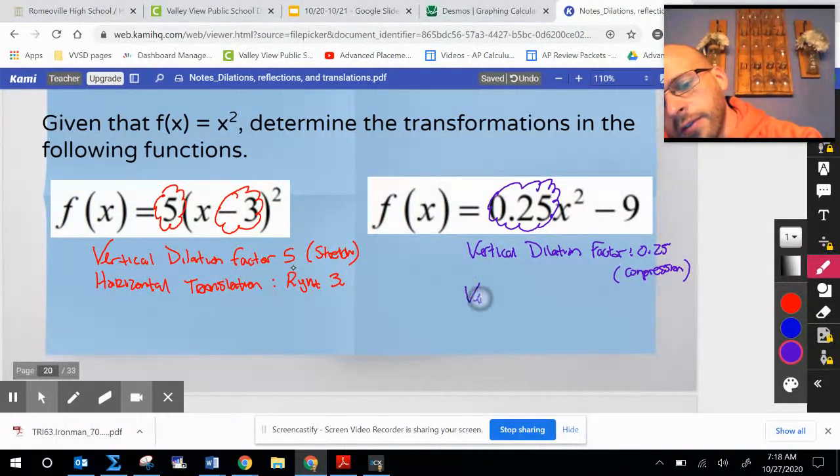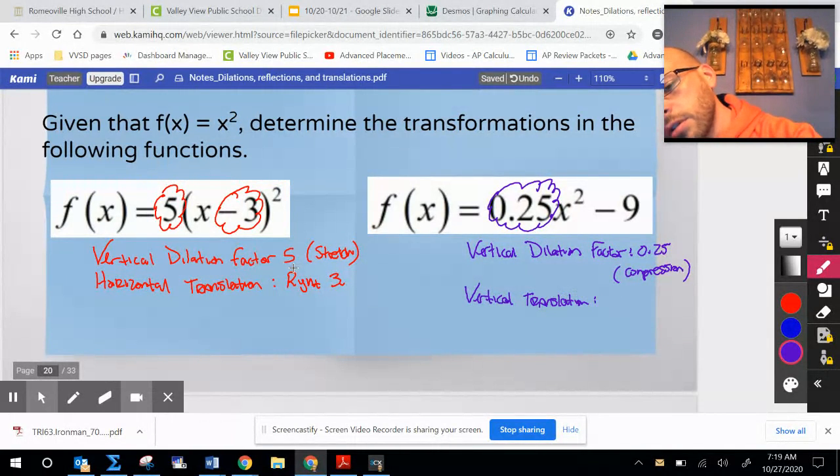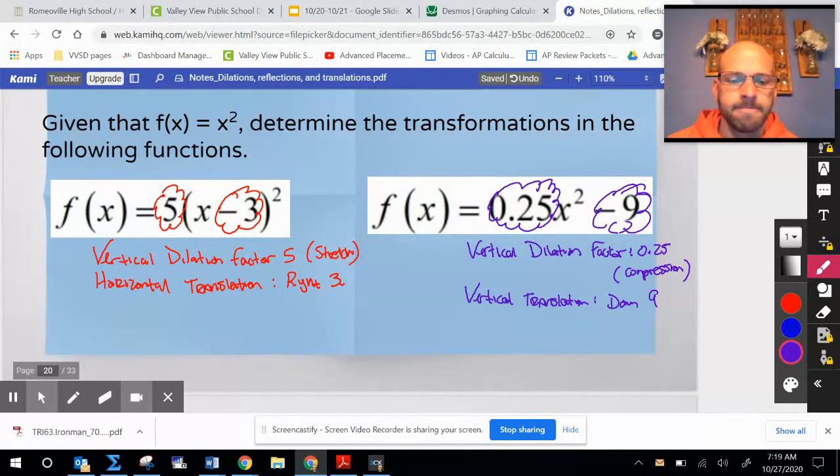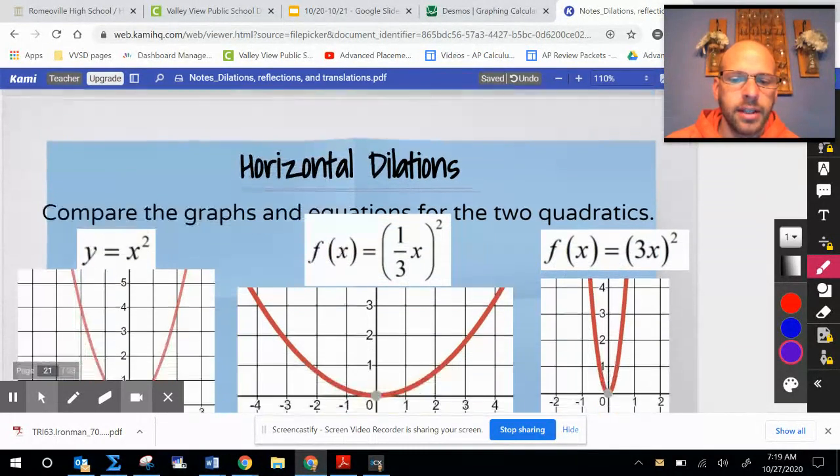And then I have a vertical translation down 9. Okay, because the minus 9 is not in the parentheses. It's on the outside. Okay, so putting the pieces together here.